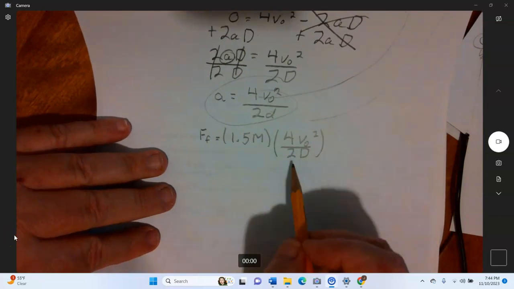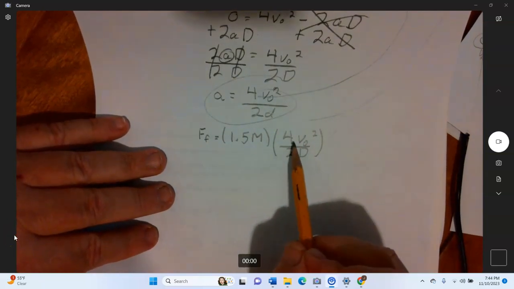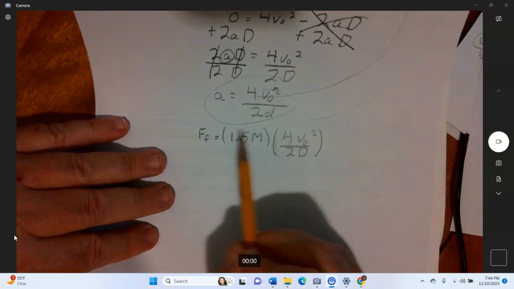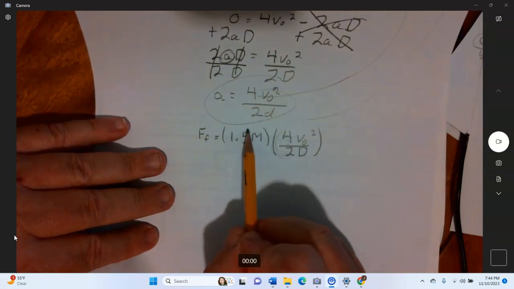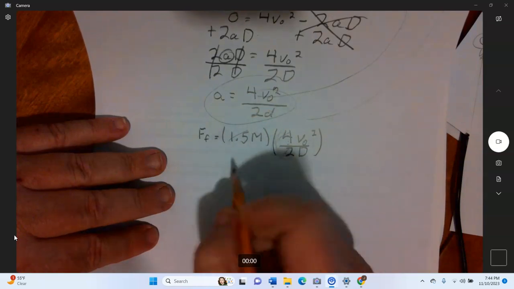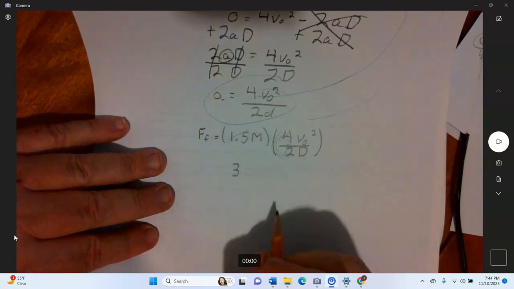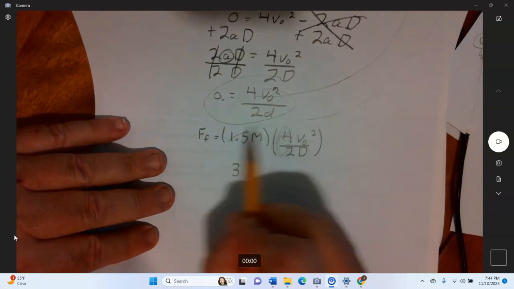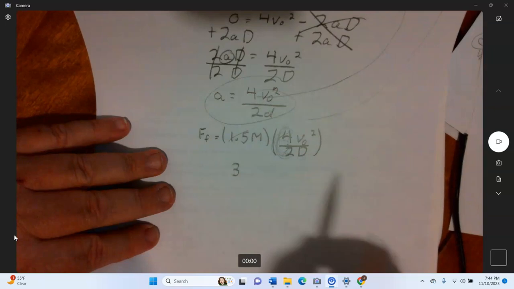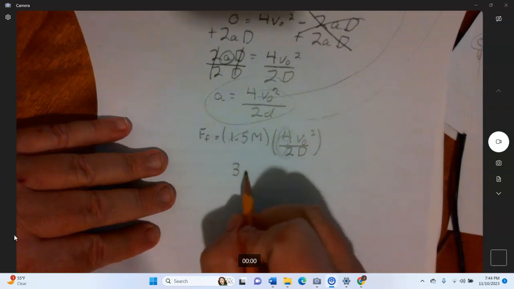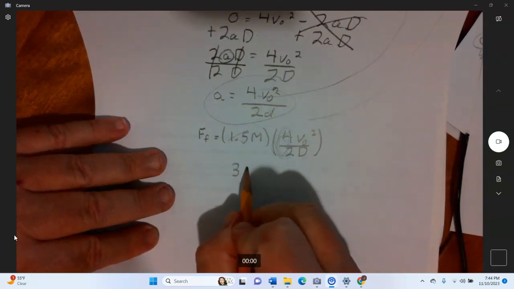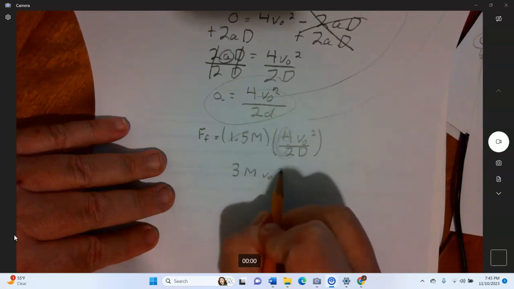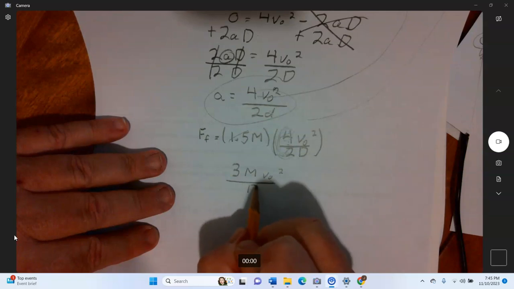All right. Okay, so now we simplify. So I'm going to do a little math. I'm sure you'll follow me. 4 divided by 2 is 2. 2 times 1.5 is 3. So this and this are taken care of. So that becomes 3. Okay. Then I have m VO squared over D.